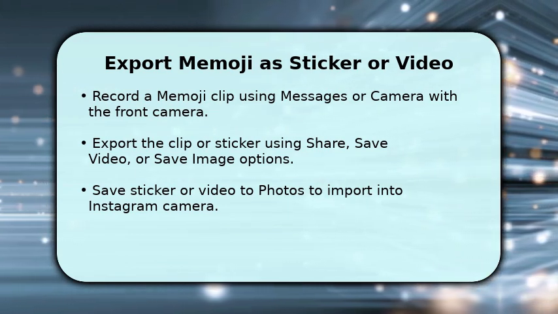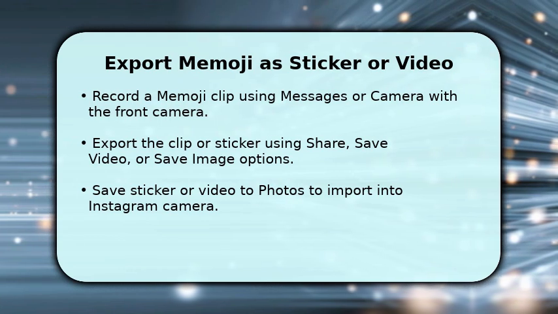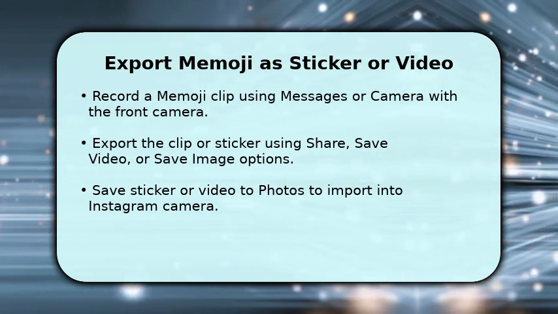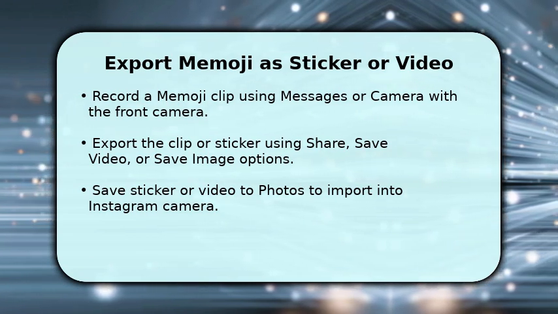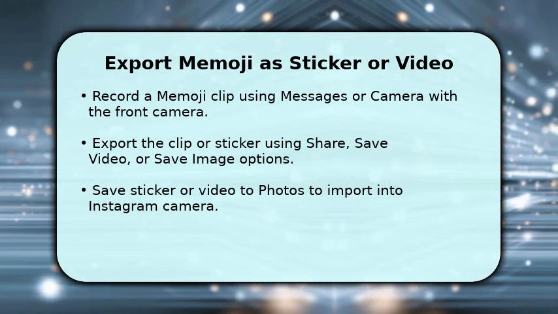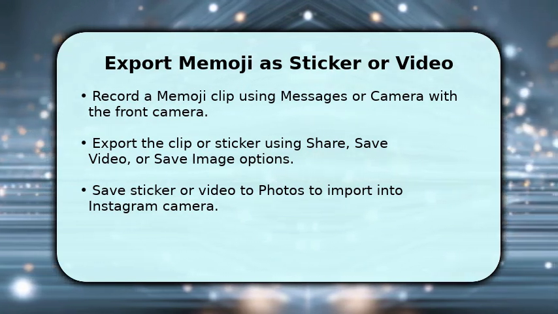Stop recording and tap the Share icon to reveal export options. Choose Save Video to keep an animated clip in Photos. For static stickers, tap the Sticker option and save image to Photos. Confirm the media appears in Photos before switching to Instagram for posting.